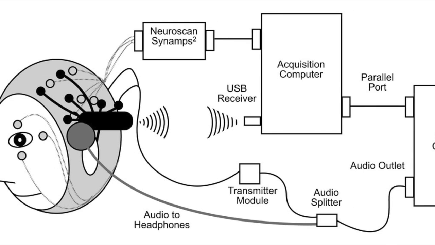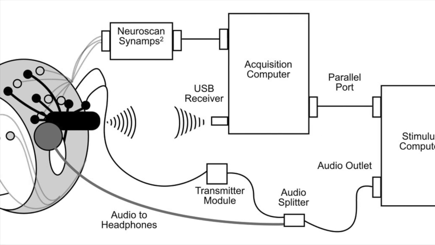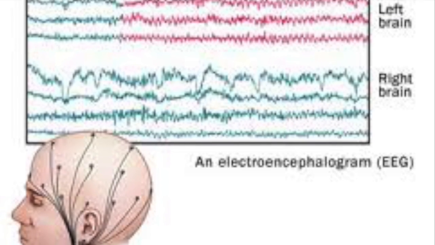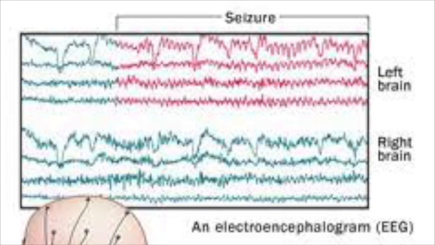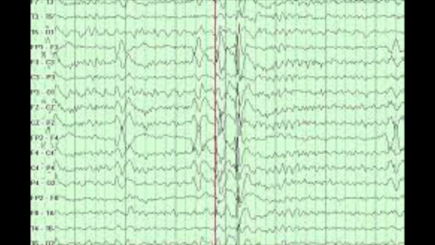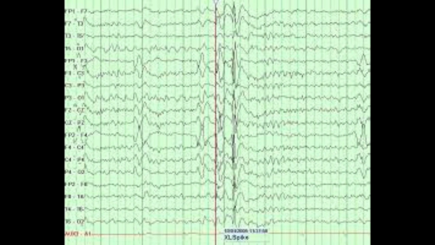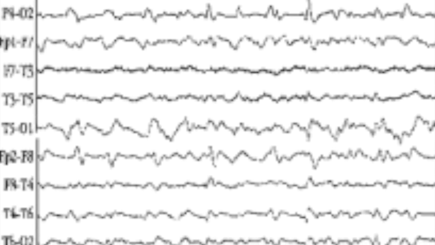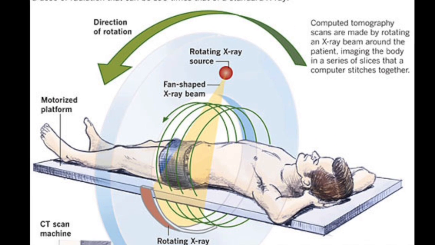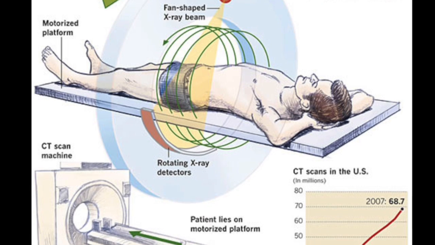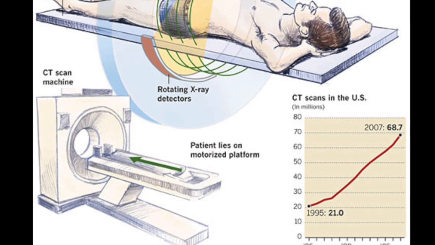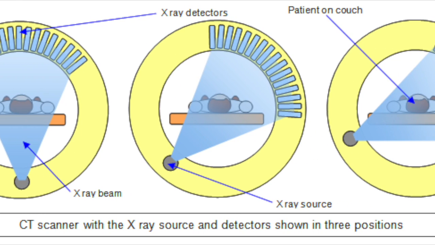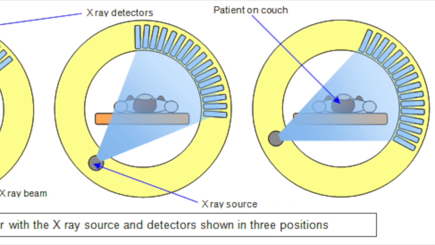EEGs measure electrical impulses in the brain in response to certain stimuli or the absence of it, which can be used to detect seizures or the extent of brain damage. EEGs do not produce an actual image of the brain, but rather graphs of the brain waves, which the doctors can then read. CT scans use an X-ray device with a computer to combine thousands of X-ray images of the brain into one picture.